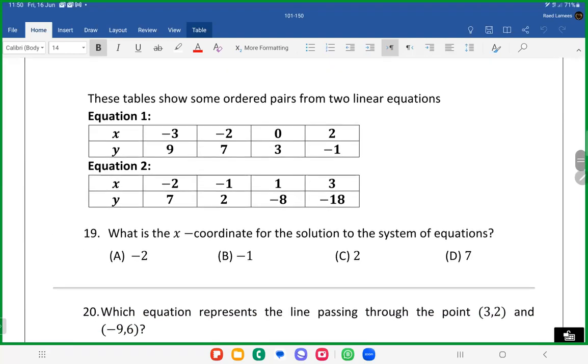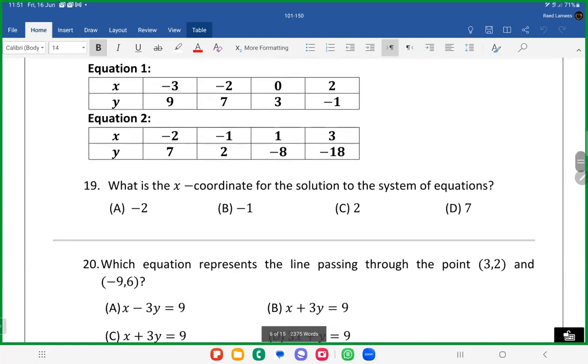طب هذا السؤال إجا في الM1 كمان. The tables show some ordered pairs from the two linear equations. What is the x coordinate for the solution to the system of equations? مين الأوردر بيرز اللي يعتبروا solution؟ -2 and 7. Why negative 2 and 7? Because they give me the same answer. That's the simultaneous equation. So negative 2 and 7.